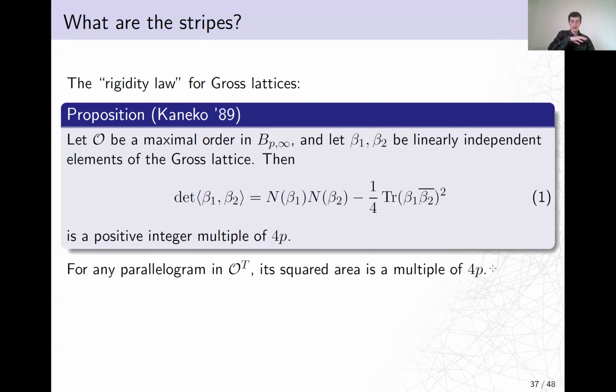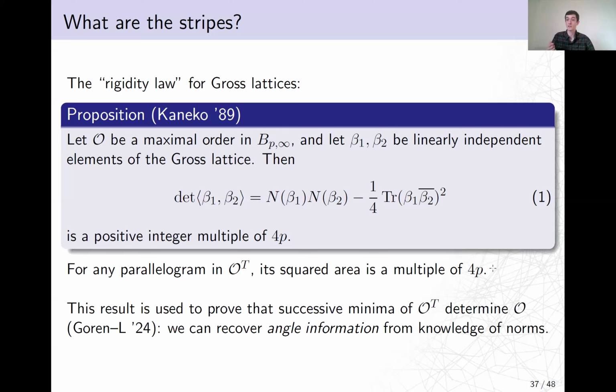Now, just hearkening back to earlier in the talk, I mentioned this theorem with Eyal Goren that the successive minima of O^T determine the isomorphism type of the order O. And what I want to emphasize is that this proposition is really the key input to this result.